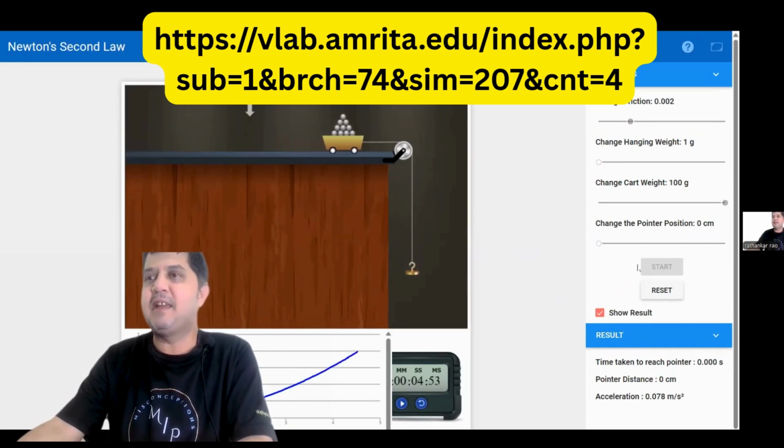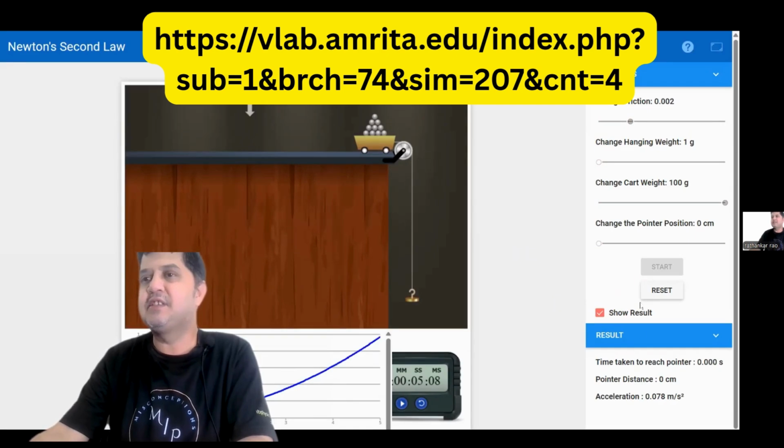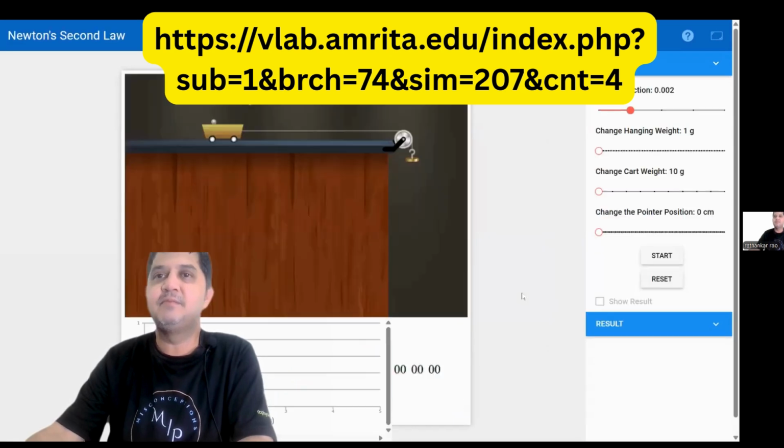Okay, now maybe I can stop over here. Let me just find out what is the time taken. The time taken to stop at the pointer seems to be 5 minutes and 8 seconds. This is what has been shown. Now, sorry, not 5 minutes, 5 seconds and 8 milliseconds. Okay, let me reset the whole thing.